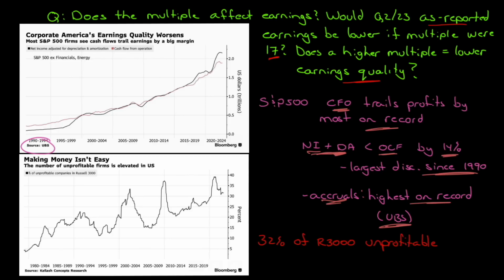So let's look at this top chart over here. I circle the source here, UBS. Corporate America's earnings quality worsens. Most S&P 500 firms see cash flows trail earnings by a big margin. The black line is net income adjusted for depreciation and amortization, and the red line is cash flow from operations. Look at the gap on that, this gap right over here.